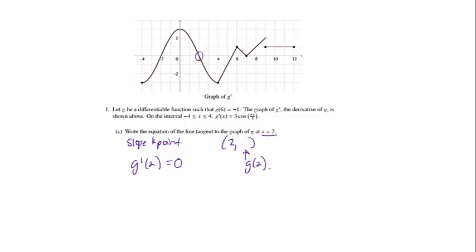And to get g of 2, we are going to use the same process that we did in part A, which was to say the integral from 2 to 6 of g prime is going to equal g of 6 minus g of 2. The integral from 2 to 6 was, if I go from 2 to 6, this plus this plus this.